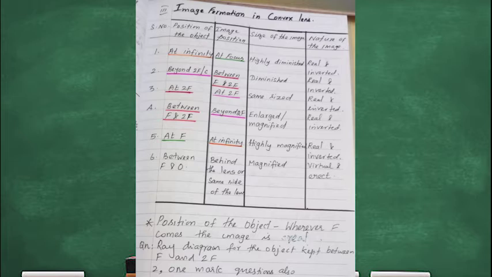Okay, beyond 2F or C. Then the position of the image is between F and 2F. Then what is the size of the image? Diminished. Then the nature of the image is real and inverted.